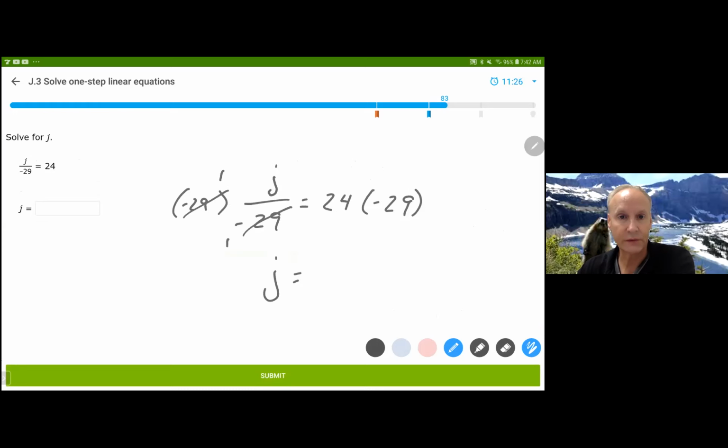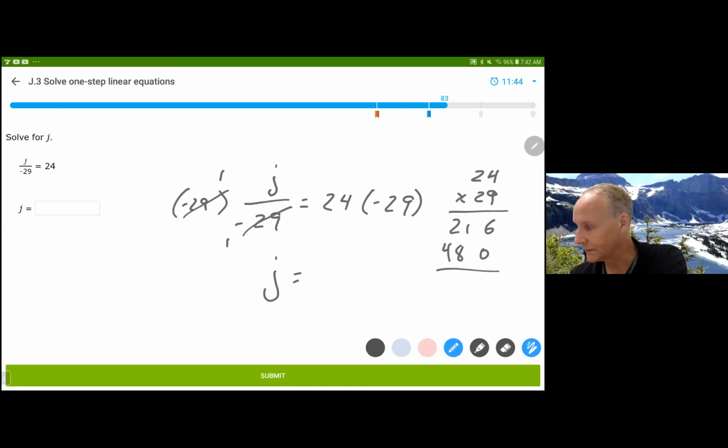Lots of ways to do this multiplication. I'm just going to go ahead and do it on the side. Notice that I'm not putting the negative in until I'm finished. This is going to be 36, carry the 3, that's 21, that's a 0 and a 48. And we have a 696, but because it's a negative 29, I get a negative 696. Not because the 29 is larger, but because I'm multiplying a negative times a positive, which will always give me a negative no matter what. Negative 696.